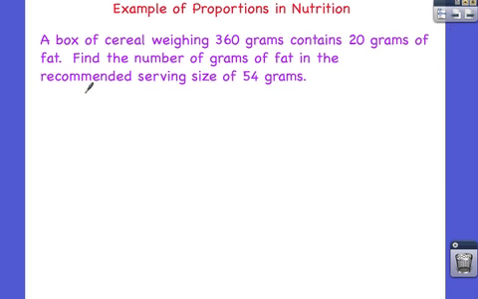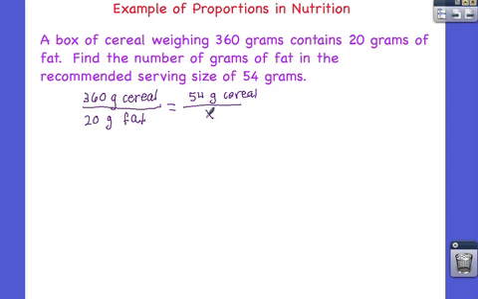So we're going to set up our proportion. 360 grams of cereal, so let's make sure we label, since they're both using grams, has 20 grams of fat. And we're going to set that equal to 54 grams of cereal. We do not know how many grams of fat, so we put our x in the denominator. Notice how we have grams of cereal in our numerators and grams of fat in our denominator. Now we can go ahead and solve this proportion.